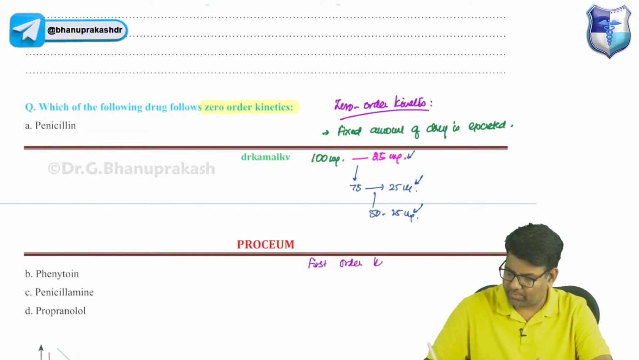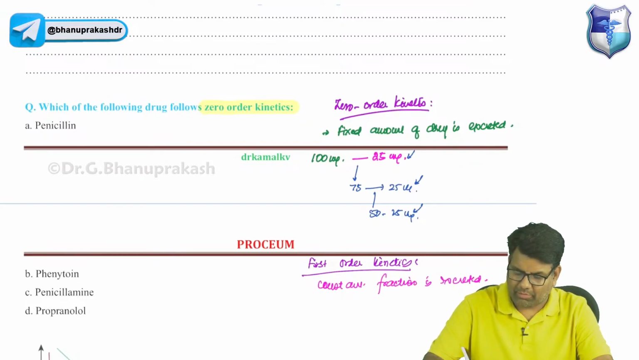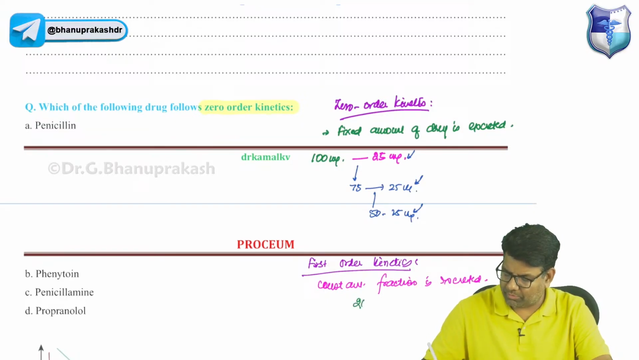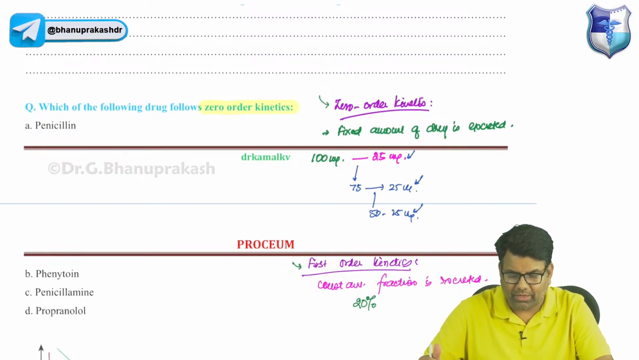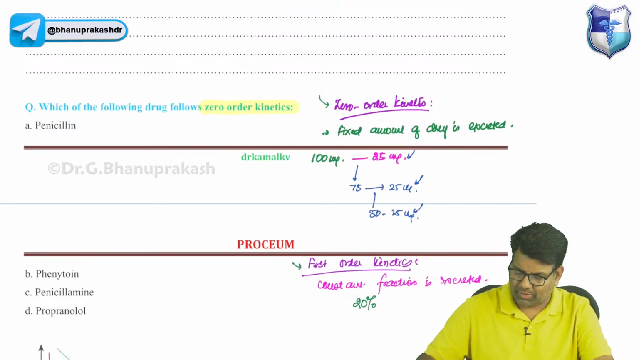Another one is the first order kinetics. Here a constant fraction is excreted, it can be say 20% or 30%, whatever. So a constant fraction will be excreted in first order kinetics, and a constant value or constant amount will be excreted in zero order kinetics. So this is the basic difference between the two.